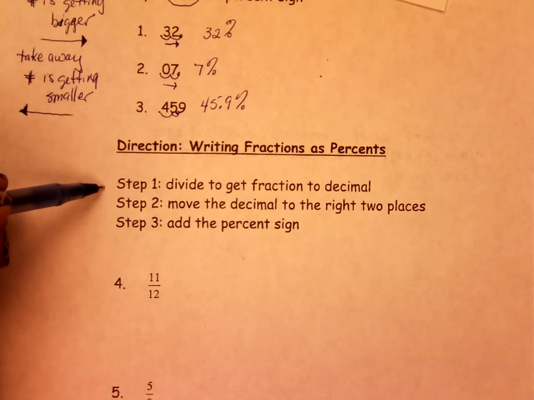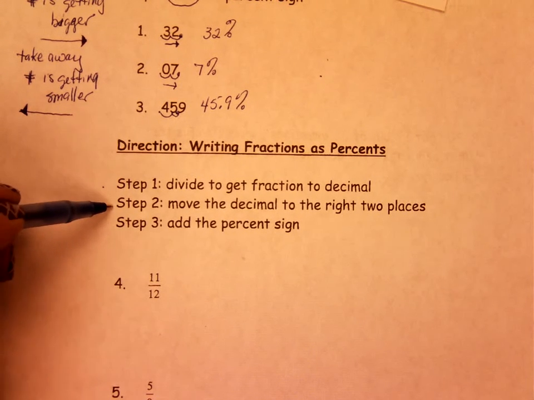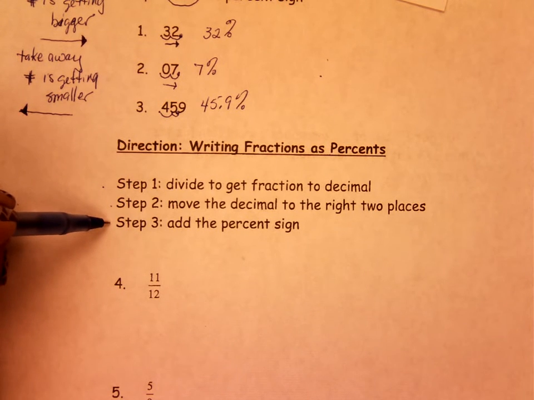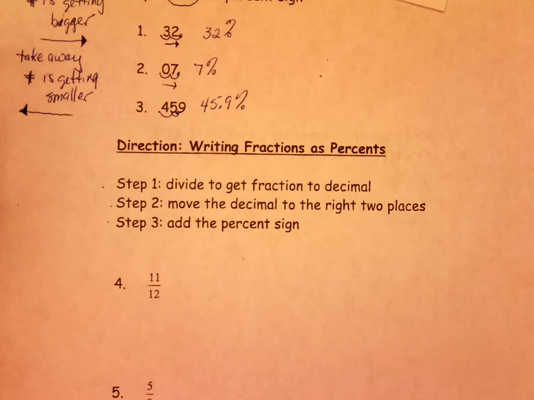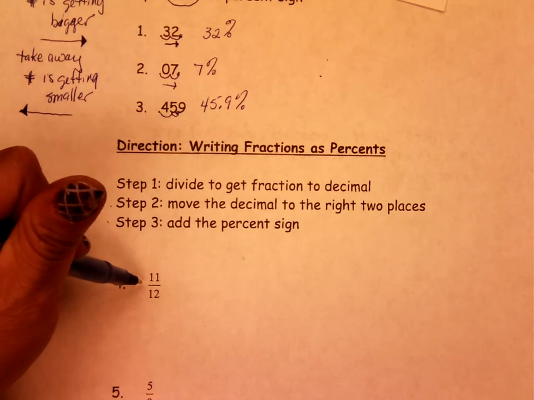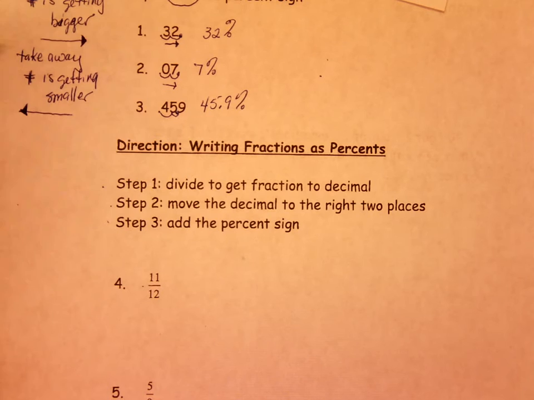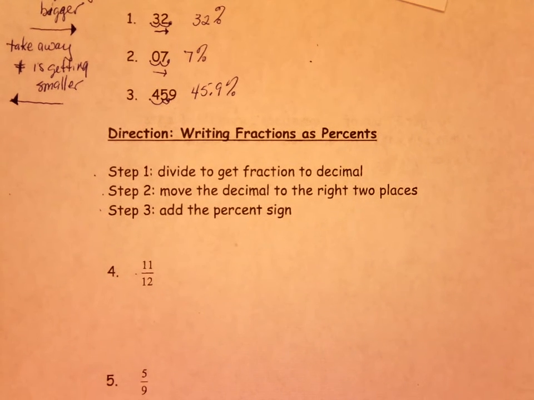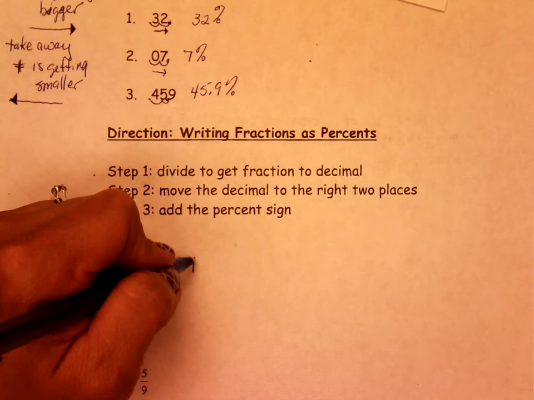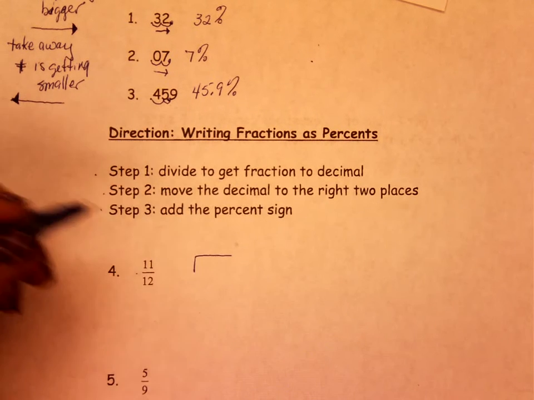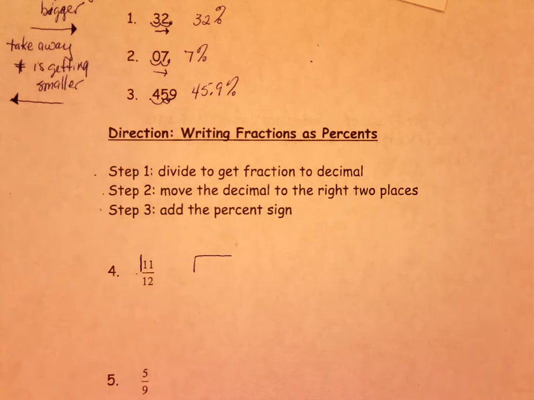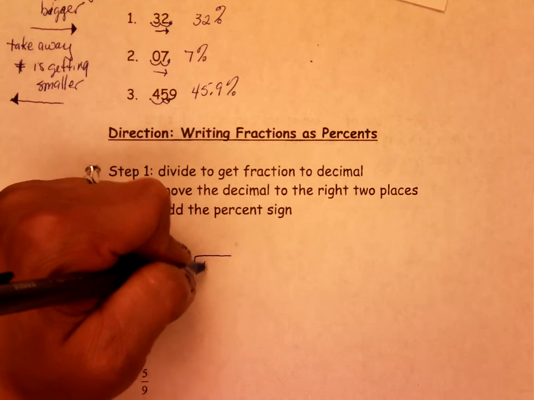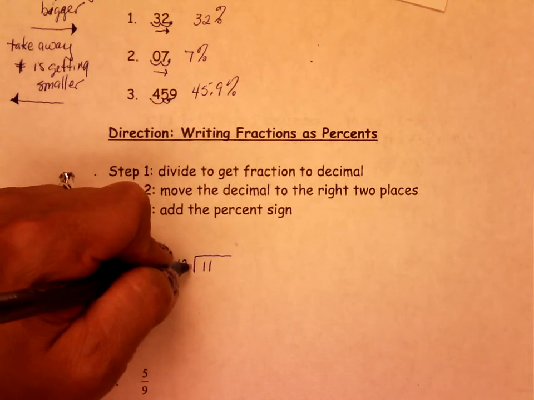All right, the next step says to write the fraction as percent. Step 1 is to divide to get the fraction to decimal. Step 2, move the decimal to the right 2 places. Step 3, add the percent sign. I'm going to tell you, every single fraction turns into a division problem. So you always divide to get to your decimal. So looking at 11/12ths, to know what goes inside the box, what goes outside the box, what is the dividend, what is the divisor. The dividend, I always make the line here. So your dividend is 11. And your divisor is 12.